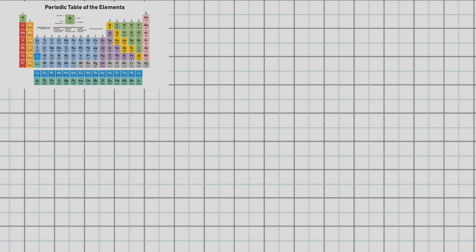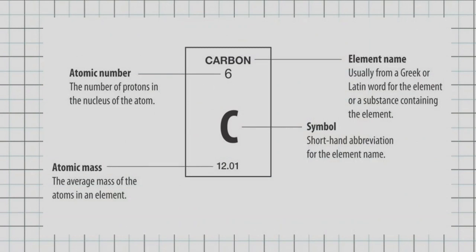This is what the periodic table of elements looks like. Each of the boxes of elements here contains different values or numbers, such as the atomic mass, atomic number, and so on. Just like the picture shown on your screen.